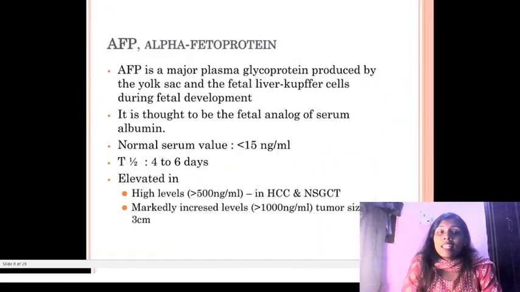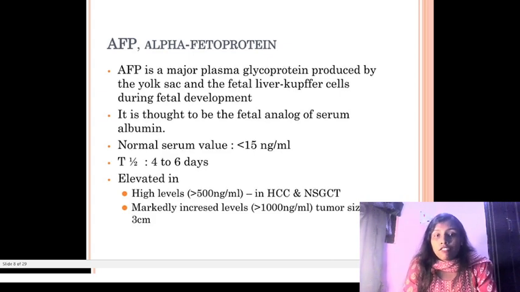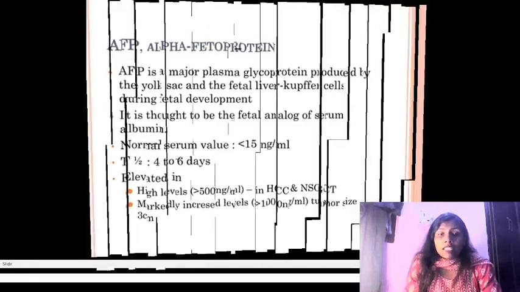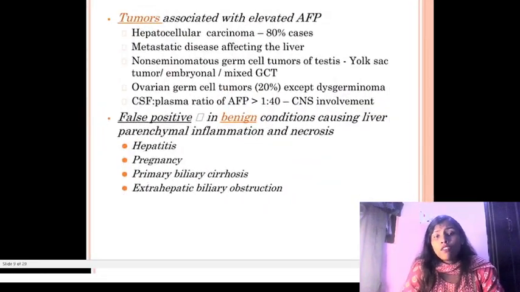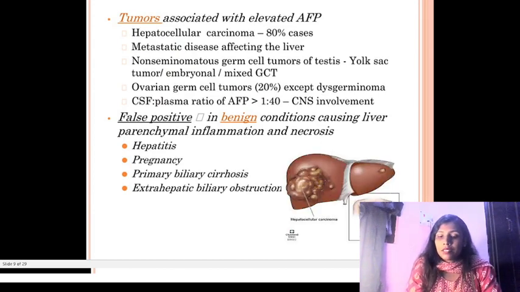Let us start with AFP, which is known as alpha fetoprotein. It is one of the major plasma glycoproteins, produced by the yolk sac cells and the fetal liver. When AFP is very high, you should be clear that it is related to hepatocellular carcinoma. In any kind of liver cancer, AFP is high. You can see this in the image.